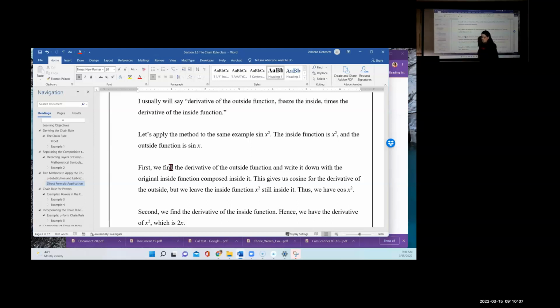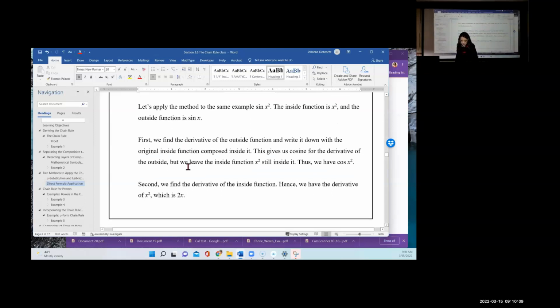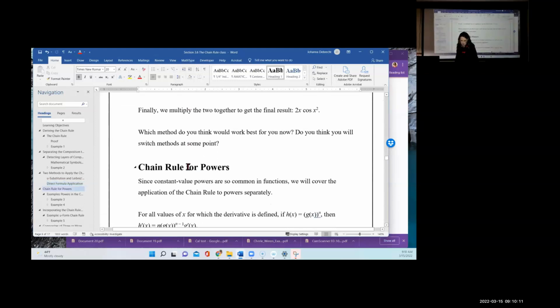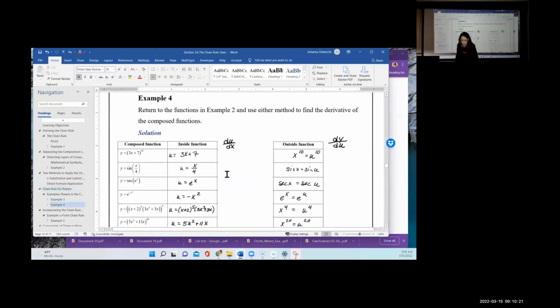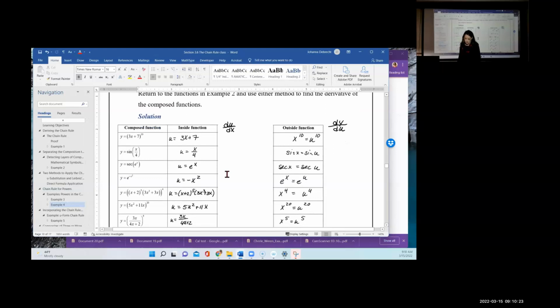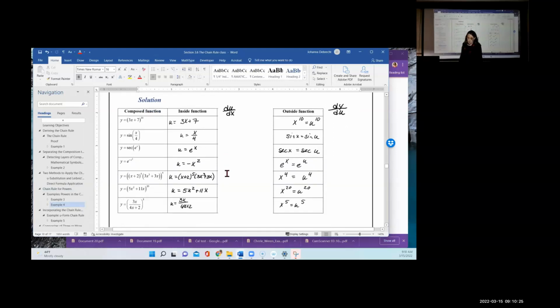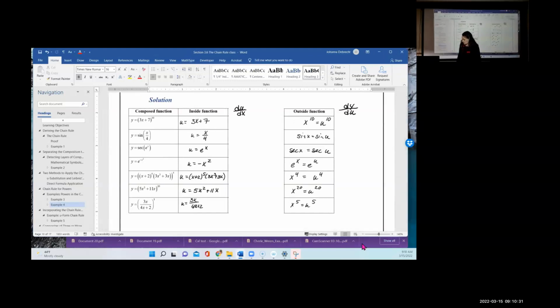So now what we want to do is take a look at an example. We're going to kind of switch things up a little bit. We're going to take a look at example 4, and then we're going to come back to the chain rule for powers. So this is the work that we did yesterday. And I'm going to make it a little bit larger so we can see it a little bit better.